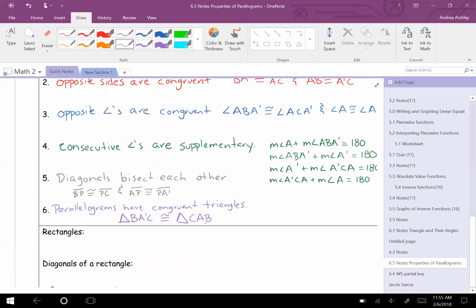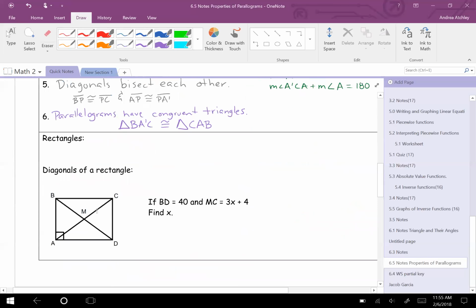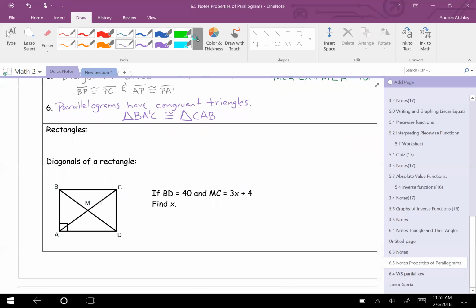Okay. Now rectangles. Rectangles are parallelograms. Does anyone know how I know if something's a rectangle? 4 sides and 4 right angles. Okay, so it's a parallelogram. Rectangles are parallelograms.